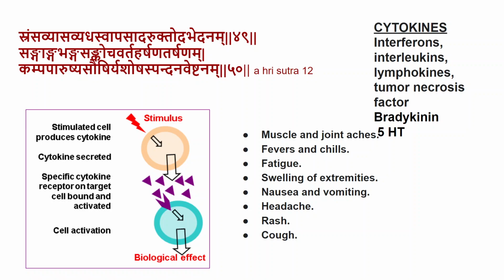Now, when the cytokine is released, the clinical symptoms which occur could be joint aches, pains, mild fever and chills, fatigue, swelling of extremities, nausea, vomiting, headache, etc. These are exactly the clinical symptoms of Vata prakopa. Sram, savyasa, vedhaswapa, swada, ruktoda, vedanam, sanga, anga bhanga, sankocha, varta, harshana, darshanam, kampa, parushya, saushirya, shoshat, chandanamestram. These are all the typical features of the Vata prakopa. So bradykinin and the other cytokine release produces in majority the symptoms of the Vata prakopa.